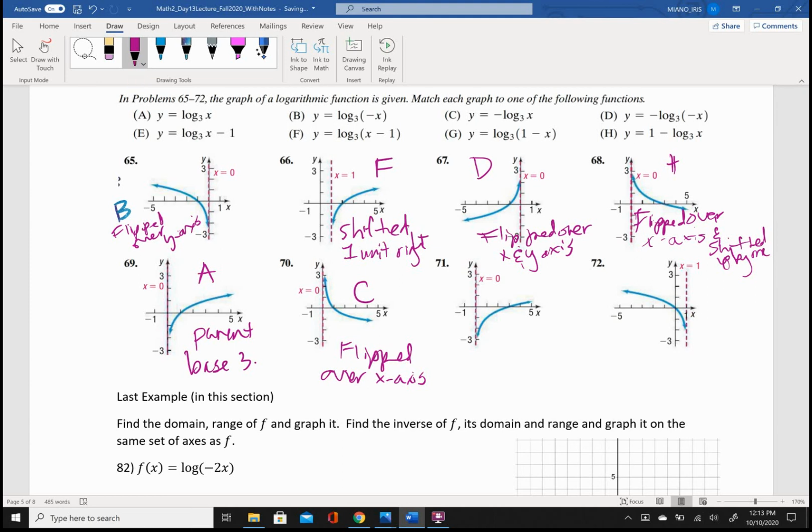For 71, it appears to be shifted down by 1. Again, look at where it's crossing the x-axis. Yeah, so that's how I'm getting that, shifted down by 1. And which one appears to be exhibiting that in the function list? That would be E. Number 71. And lastly, number 72, well, that one looks like it's shifted, but that one's probably the most challenging one to see. It's shifted 1 unit to the right and flipped over the y-axis. So flipped over y-axis and shifted 1 unit to the right.